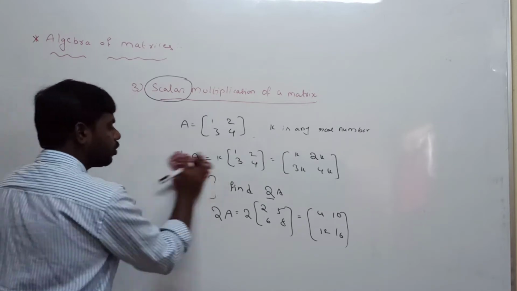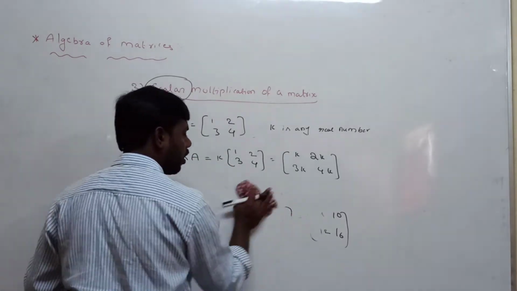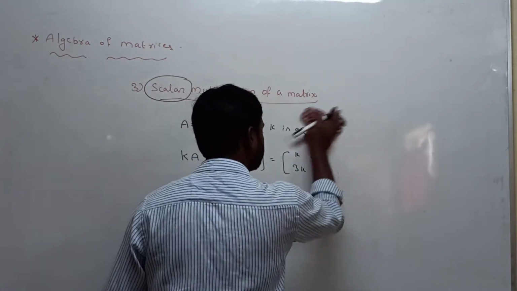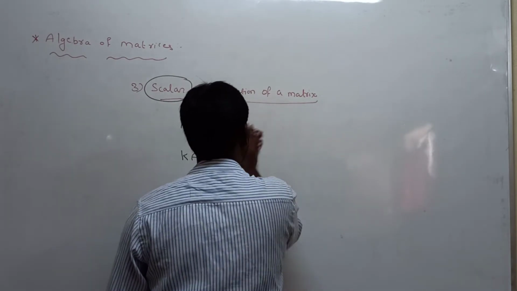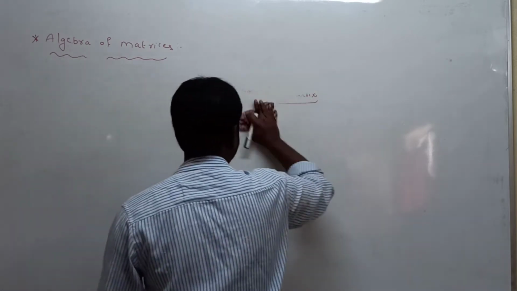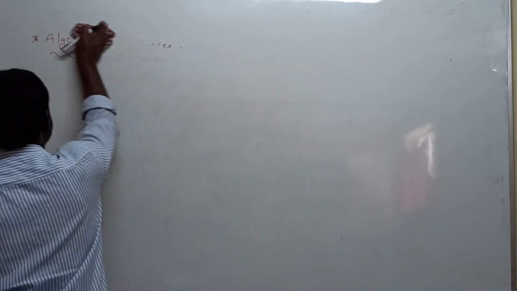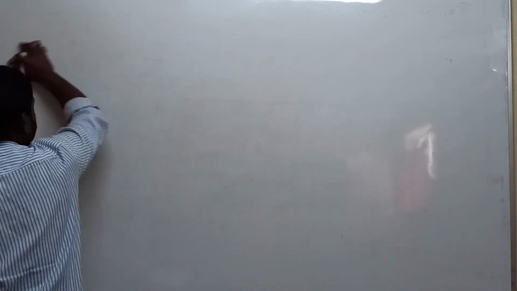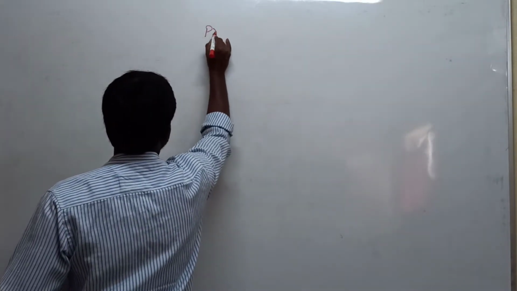Now we are going to problems: how to find the sum of two matrices, and how to find the scalar multiplication of a matrix. Now we are discussing. So very easy. So first one is problems.